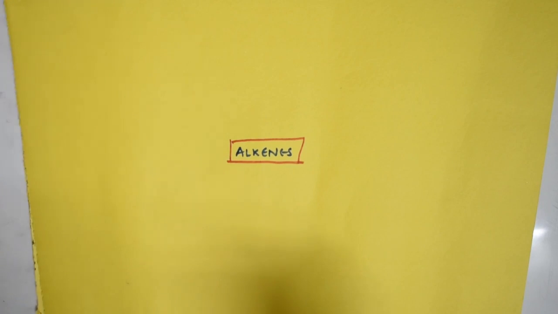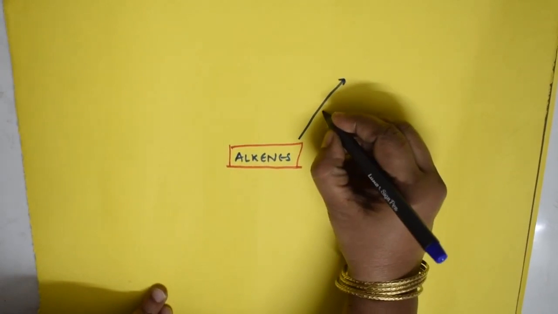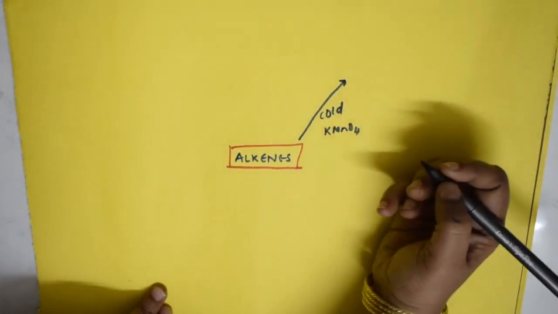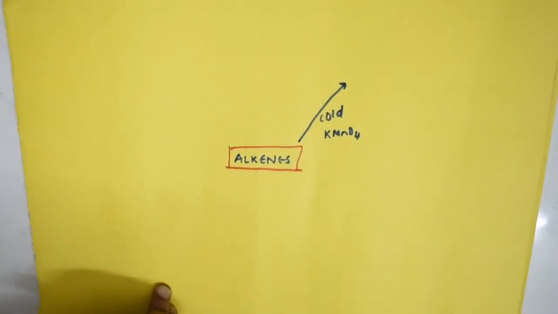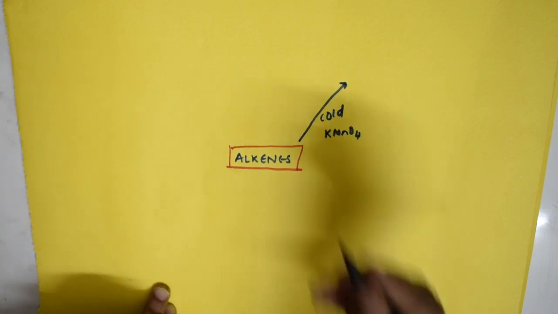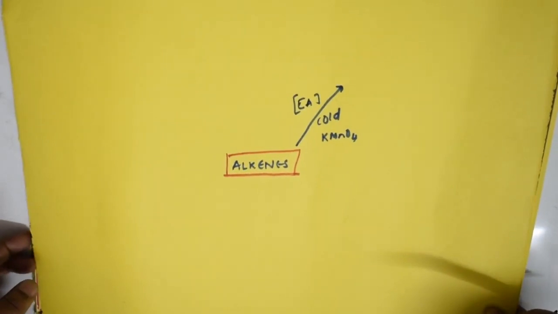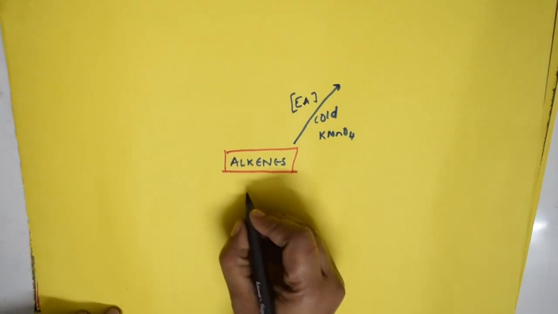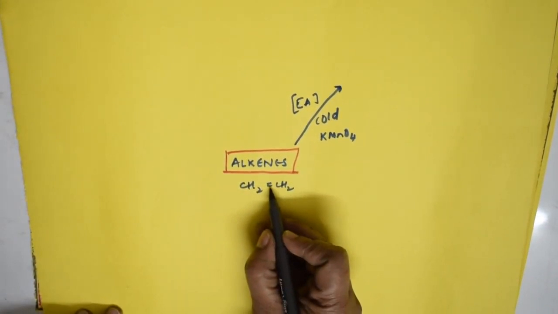Now, first thing, suppose I take the alkene and I introduce cold KMnO4 here, under cold conditions. What is the process happening here? It is nothing but EA. What is EA? EA is nothing but electrophilic addition. So capital EA stands for electrophilic addition. So in electrophilic addition, what product do you get? Now here the alkene is CH2 double bond CH2. So you are going to break this double bond here.